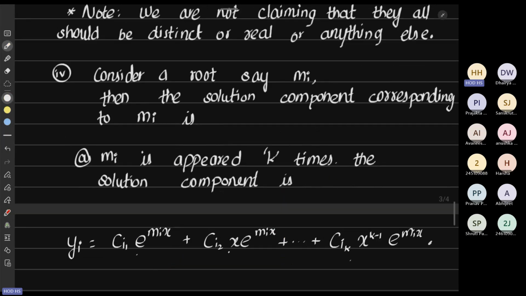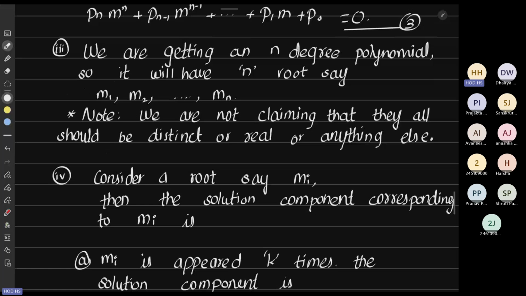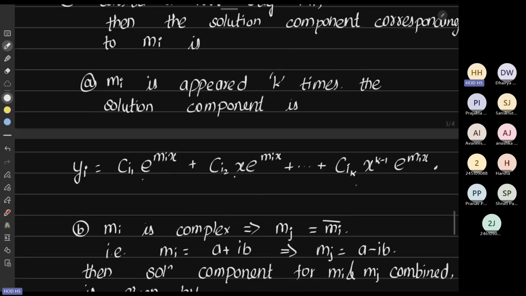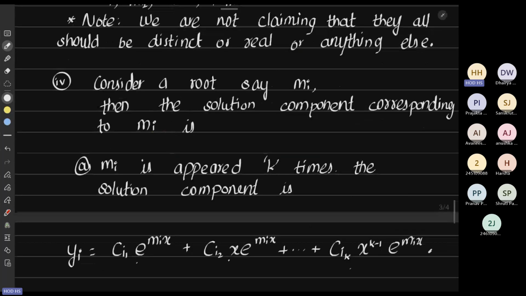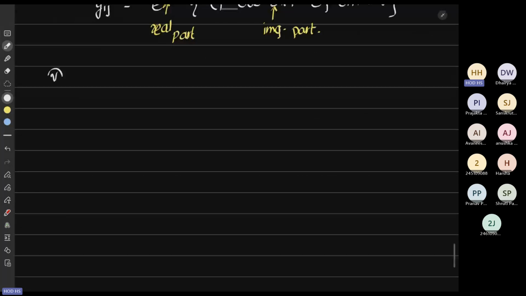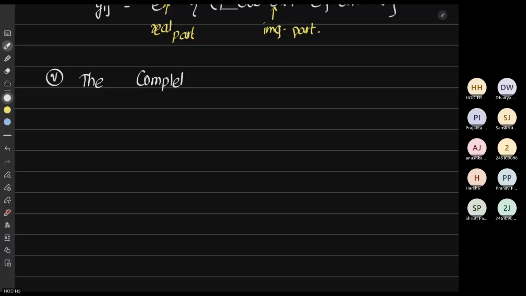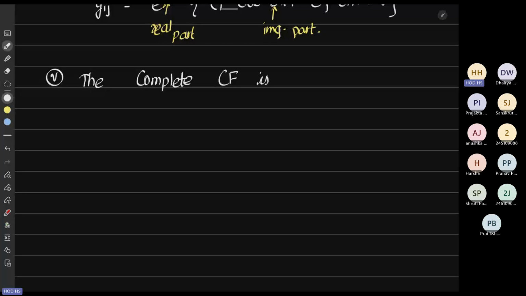And finally, the complete CF, point number 5: the complete complementary function is the sum of all solution components. We'll see in an example how we can calculate the complementary function for a question.